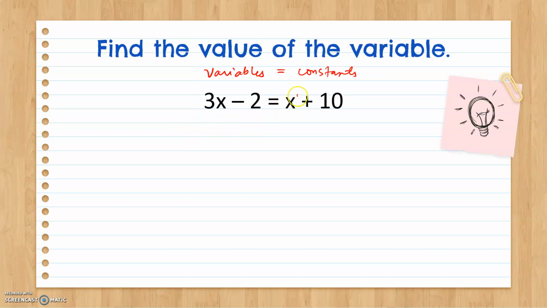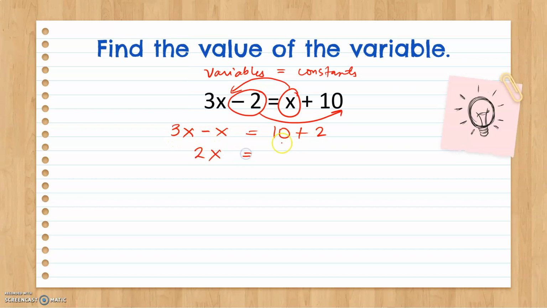So we'll have x is positive, so when we transpose it to the other side, we'll have it as negative x. Then negative 2 will be transposed to the right side, and that will give us 10 plus 2. Now let us combine like terms. 3x minus x will give us 2x, and 10 plus 2 will give us 12. Now we can find the value of x by dividing both sides by the numerical coefficient of x, which is 2. And that will give us x is equal to 6.